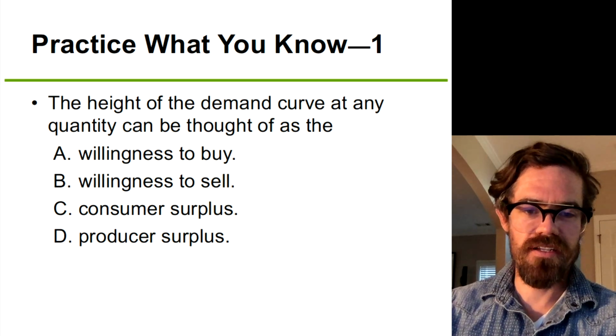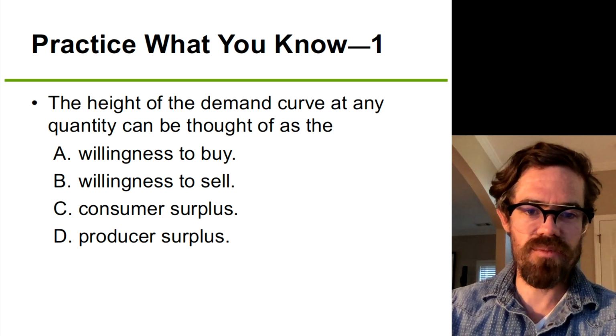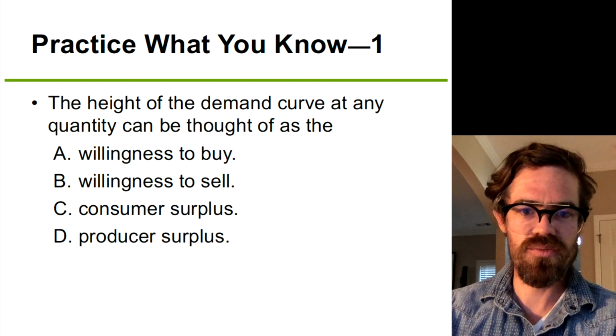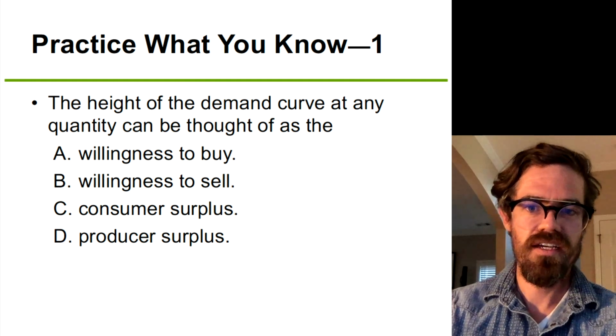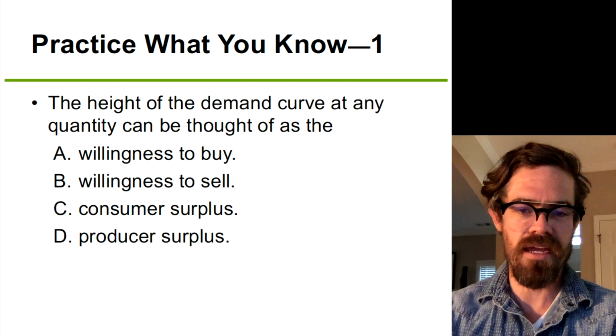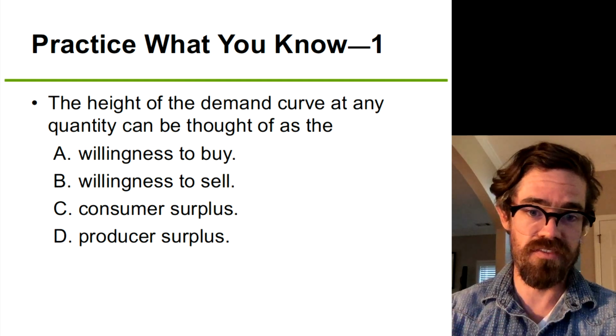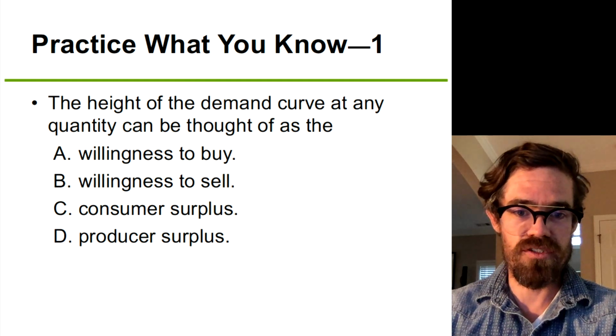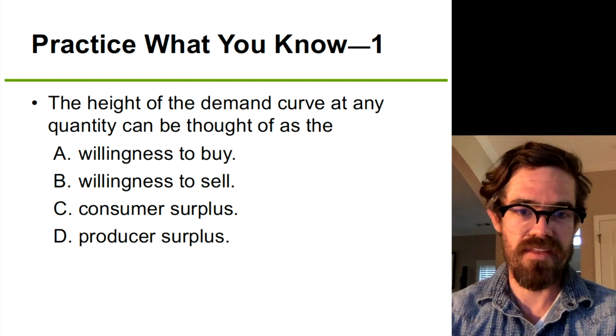All right, so in the last video, we saw a couple of questions for some practice. Here's the first one. The height of the demand curve at any quantity can be thought of as blank. The correct answer is A, the willingness to buy. So the height of the demand curve represents the willingness to buy at that quantity.